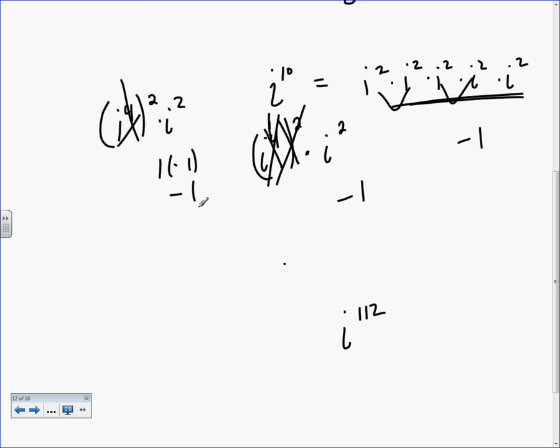How many times does 4 go into 112 evenly? Oh, that was too easy. Whoopsie. i to the 4 to the 28. So this is 1 to the 28, so 1.